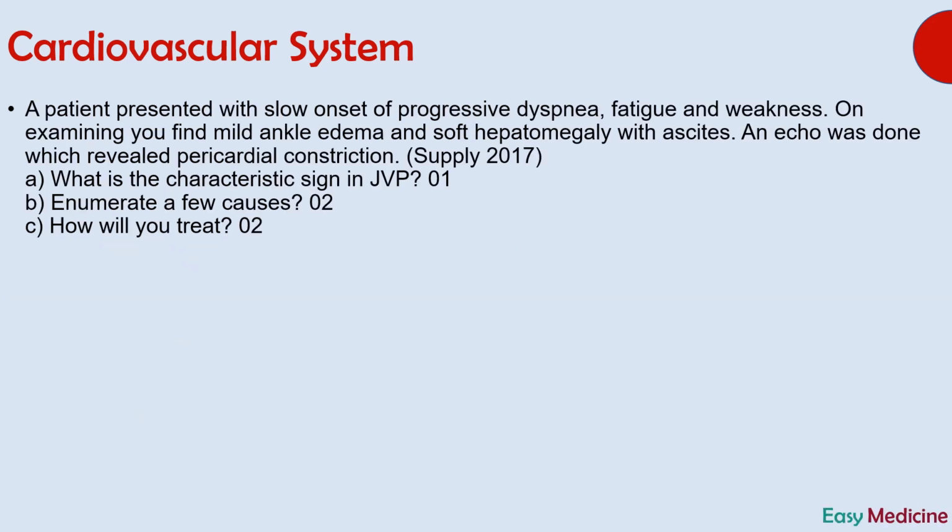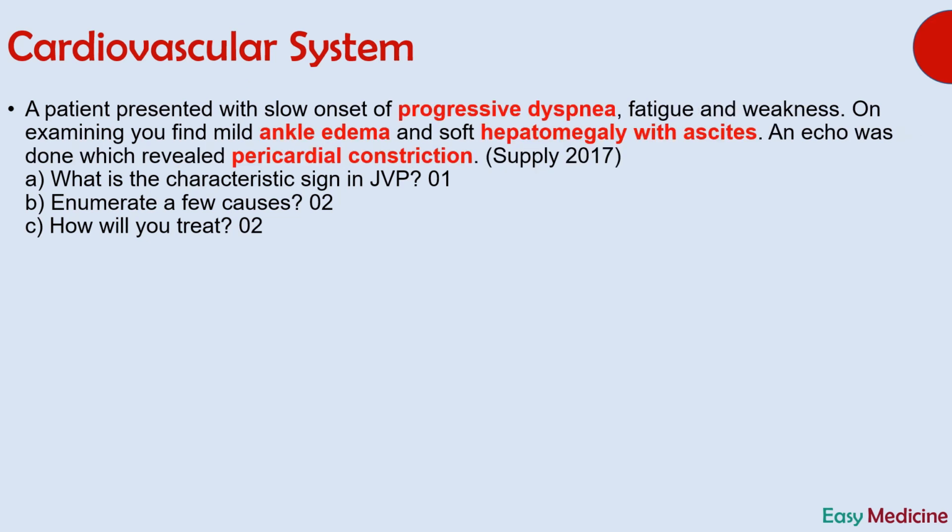Please stop the video here, read this question and try to answer, and then we'll discuss it together. Since the question does not ask about diagnosis, but knowing this condition might help you in your exams. The condition described in this scenario is constrictive pericarditis, and some points to diagnose this condition are progressive dyspnea, ankle edema, hepatomegaly with ascites, and pericardial constriction on echo. You might also see pericardial calcifications on chest X-ray.